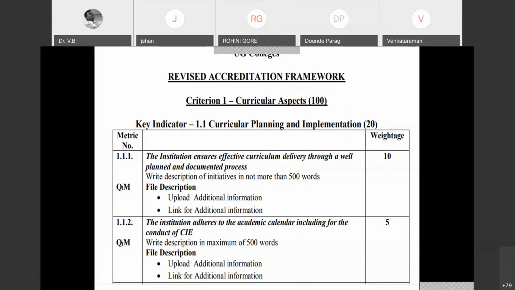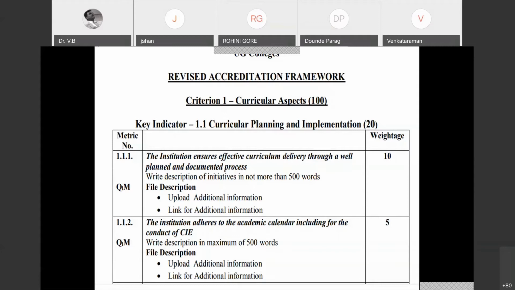So here, one important thing to be noted is when you are giving the link for the additional information, say, for example, the link is for e-content. Then once the link is clicked by NAAC in your SSR, as you are uploading the file, as you are filling up the document online, you have typed the link. Once the link is clicked, it should take you directly to the e-content on your website.